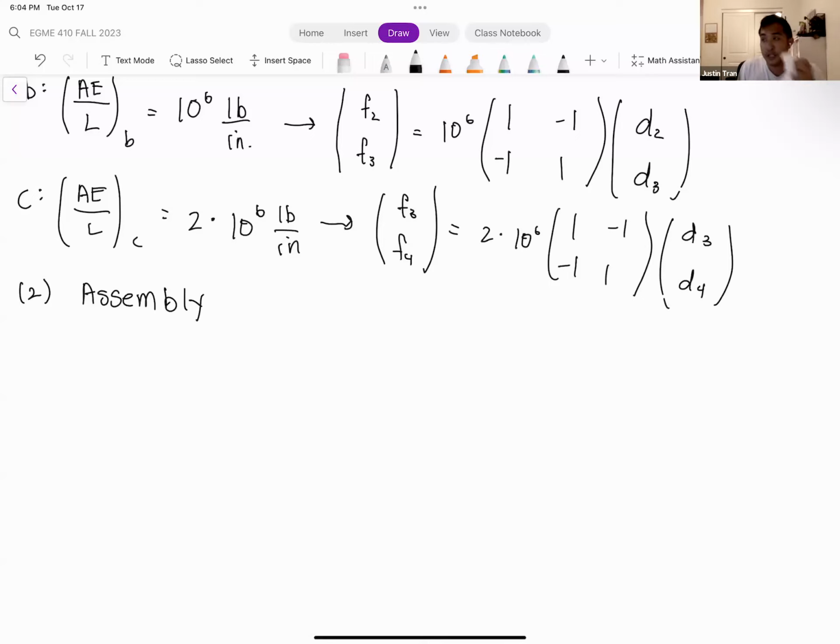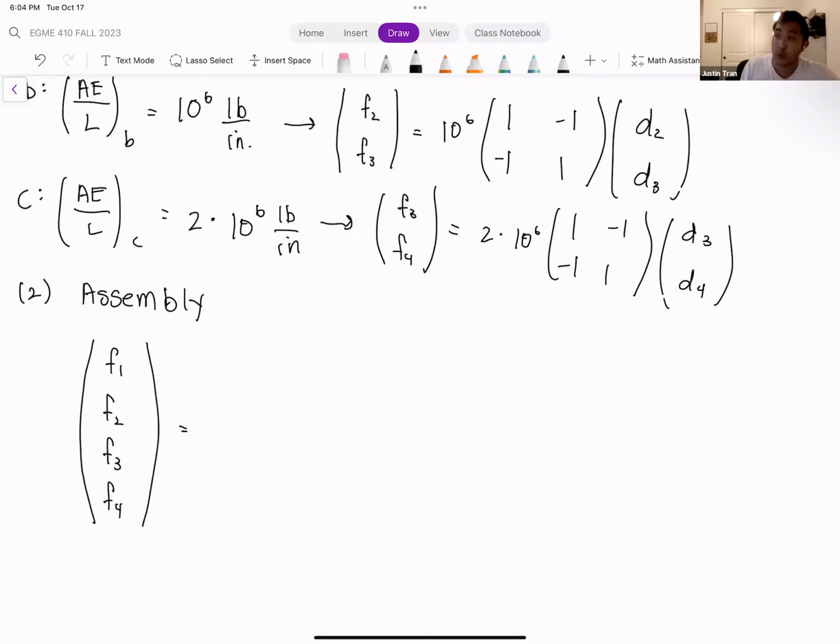All right. Step two is going to be assembly, and so let's go ahead and assemble our system here. And remember, the point of assembly is that now that we have each of the individual element stiffness matrices, we want to combine them together into one global linear system so that we can solve it all at the same time. Okay, so F1, F2, F3, F4.